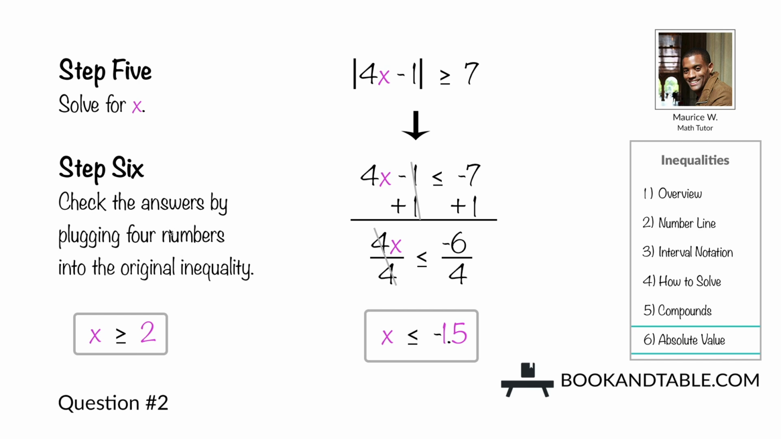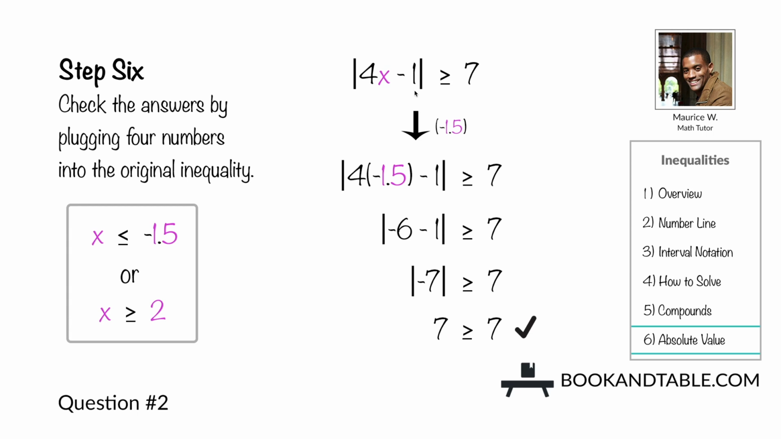And we could check the answers by plugging 4 numbers into the original inequality. The absolute value of 4x minus 1 is greater than or equal to 7. So starting with the negative interval, we'll plug in negative 1.5 to make sure that works. And then we'll plug in negative 1 to make sure that does not work.